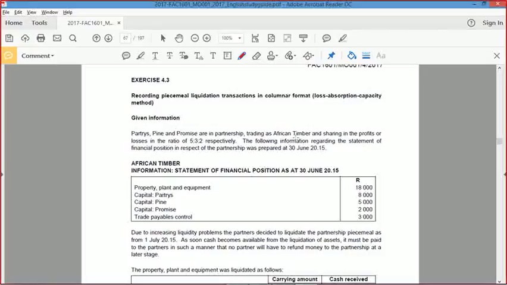So next example, exercise 4.3. You tell me, what do I do right at the beginning? Look at the elements. Good. So what do I have? Okay, so I've got property, plant, and equipment, which is an asset. Correct. Asset. What else do I have? Then I've got capital, and liability. Good. Okay, great. So you've got everything. Do you agree?